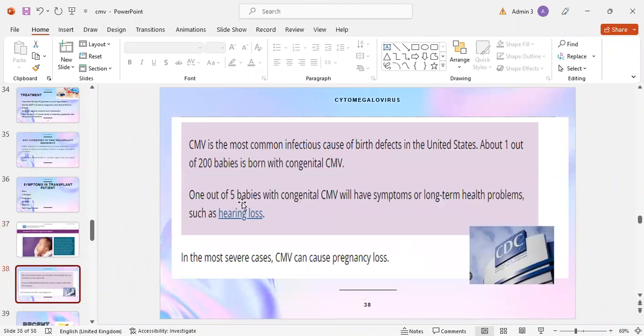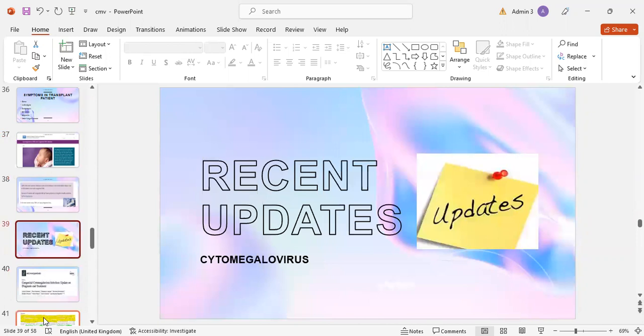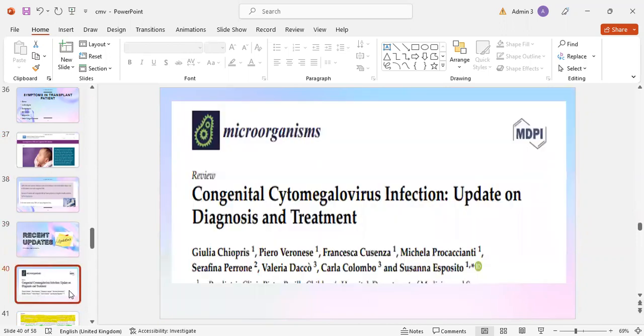And out of 5 babies with congenital cytomegalovirus, 1 will have symptoms or long-term health problems such as hearing loss. In the most severe cases, CMV can cause pregnancy loss. Now coming to the recent updates, here is the article "Congenital Cytomegalovirus Infection: Update on Diagnosis and Treatment."